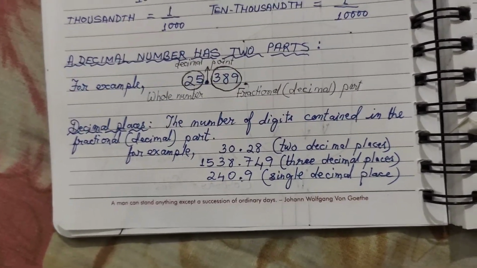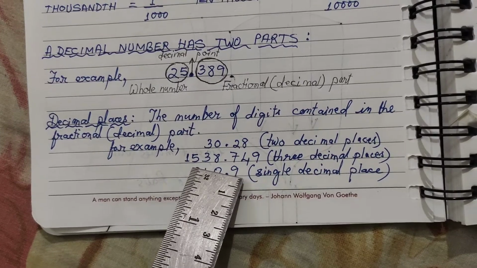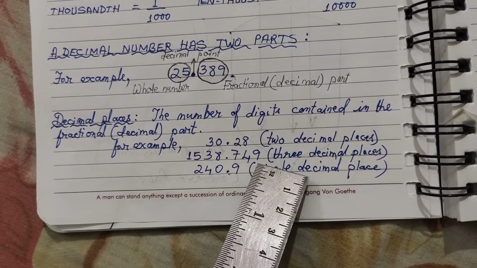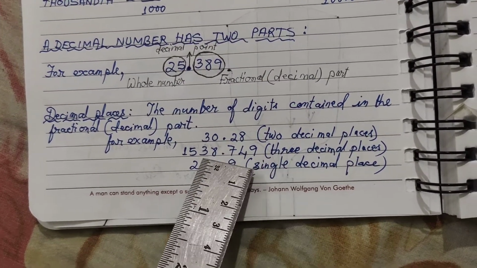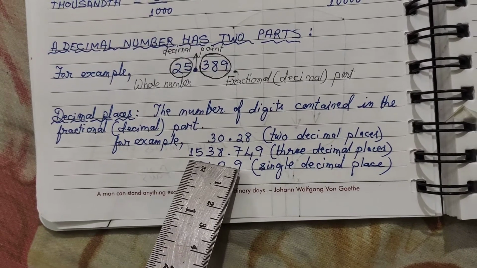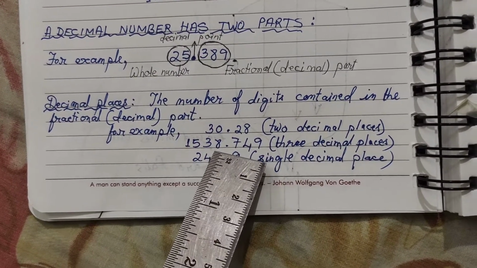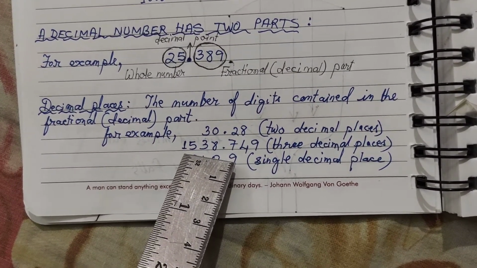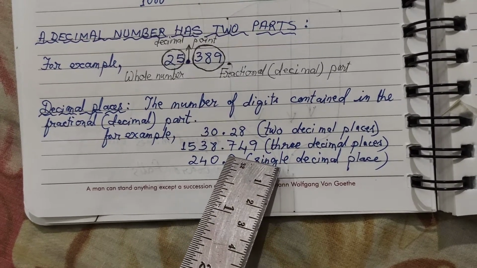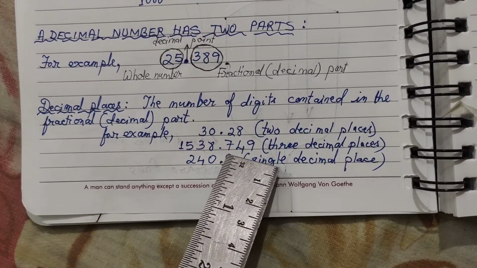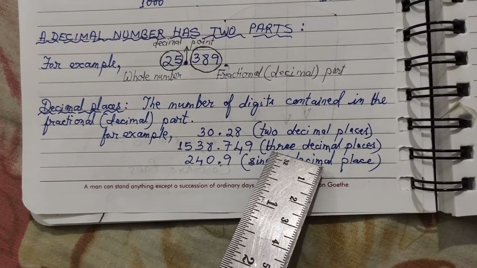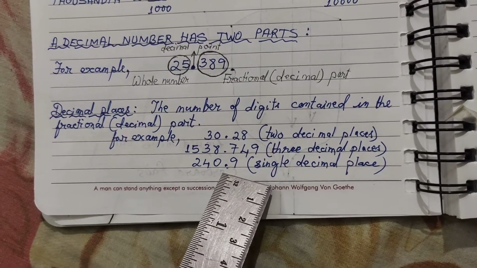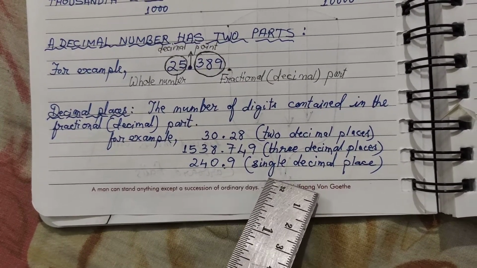Next one, 1538.749. This is how you pronounce this particular decimal number. On the left side, you pronounce the whole number as it is. But after the point on the right side, you pronounce each digit separately. So once again I am pronouncing 1538.749. As you can see, after the point there are 3 digits, so it has 3 decimal places. Similarly, this one, 240.9. After the point, there is only one single digit, so it has a single decimal place.